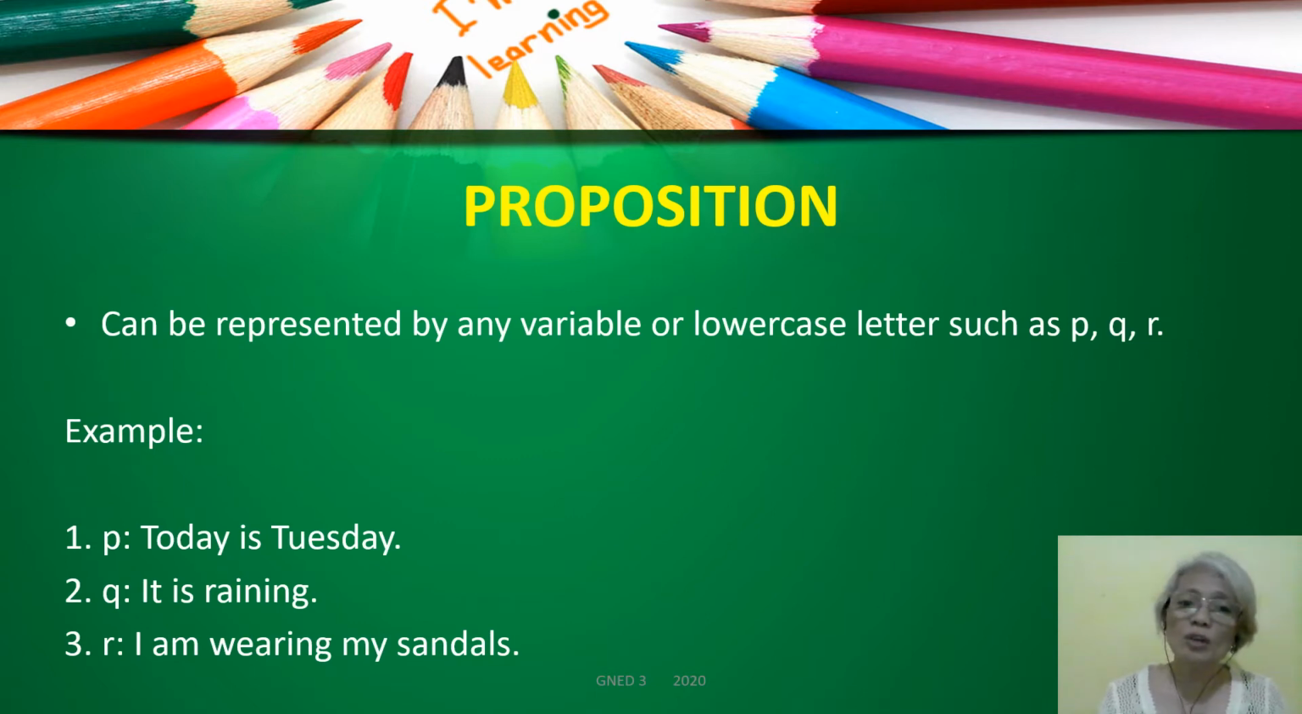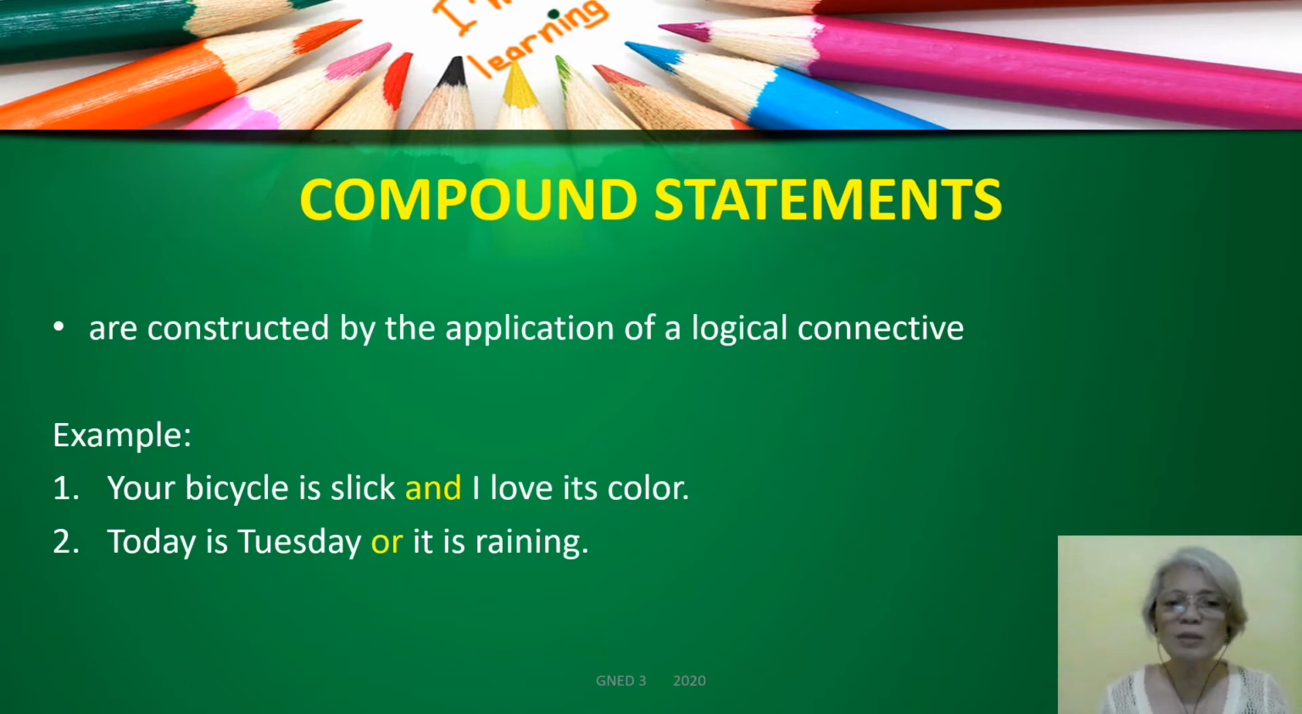Now, a proposition can be represented by any variable or lowercase letter such as p, q, r. So we have here several examples. Today is Tuesday can be represented by small p. It is raining by q, and I am wearing my sandals by r. Compound statements are simply simple statements which are connected using logical connectives. So compound statements are constructed by the application of logical connectives.